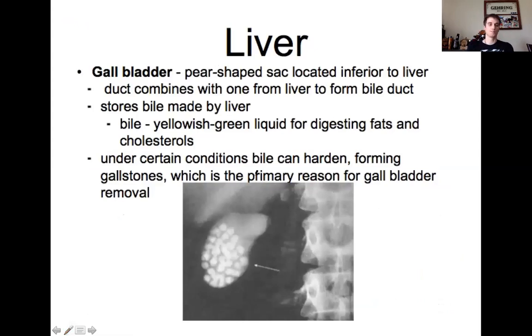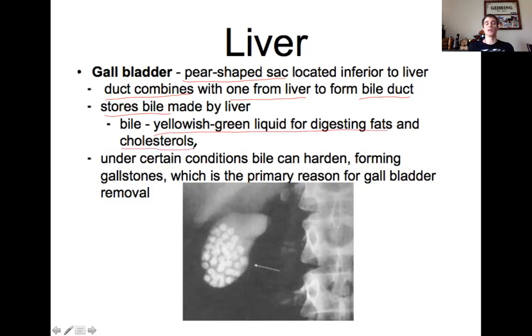Speaking of gallbladder, your gallbladder is a pear-shaped sac located just below the liver. The duct combines with one from the liver to form the bile duct. So you have a gallbladder duct. I'm not sure of the name on it. It's not called gallbladder duct. It combines with the one from the liver. This forms your bile duct. It stores bile produced by the liver. That's the primary function of your gallbladder. Bile is a yellowish green liquid, again used to digest fats and cholesterols.